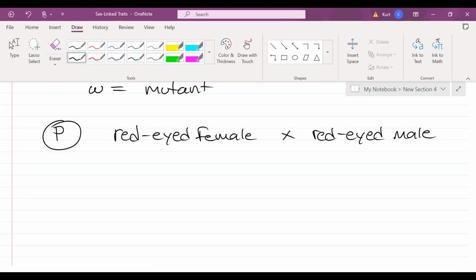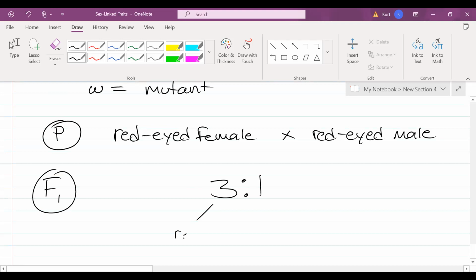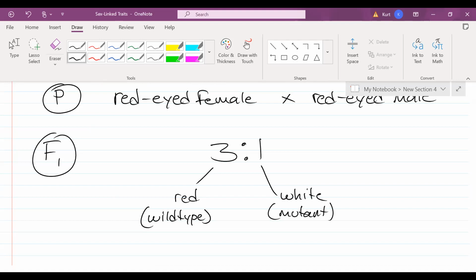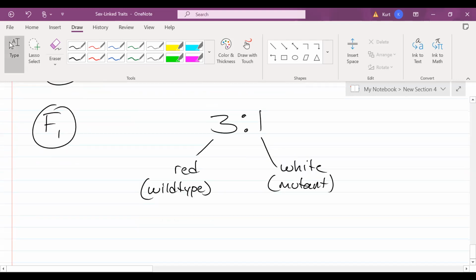What do you call the offspring of the P generation? You remember? F1, filial one. And he found, based on his undeniable observations, that there's a 3-to-1 ratio: for every three red, or I should say three wild type, there was one white or mutant. And he had hundreds of these. Here's the thing he noticed. This is different than Gregor Mendel's pea plants. He noticed that every single white-eyed fly was male.